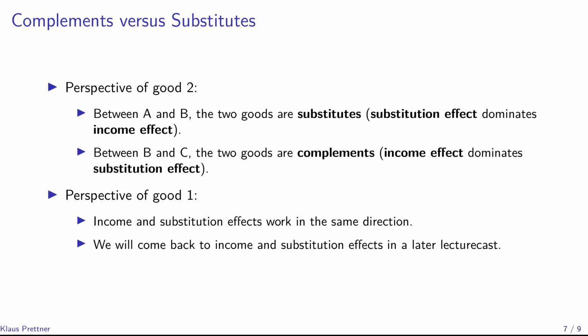What we observe in general is that from the perspective of good 2, between the points A and B, the two goods are substitutes, which means that if the substitute good becomes cheaper, I would consume less of good 2. But between points B and C, the two goods become complements. So if I consume more of good 1, I would also want to consume more of good 2. We will come back to income and substitution effects in later lecture casts, where we will go more into the details here.